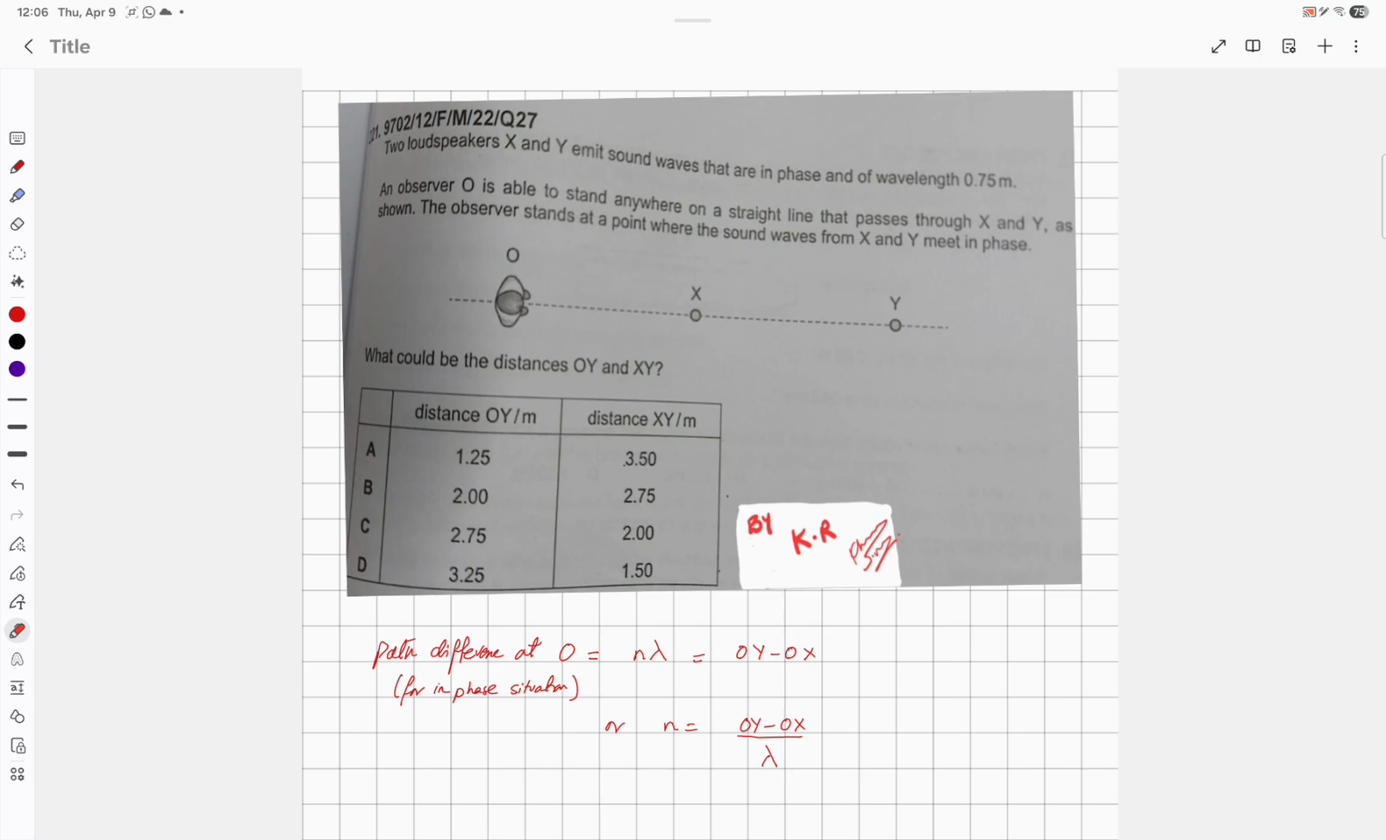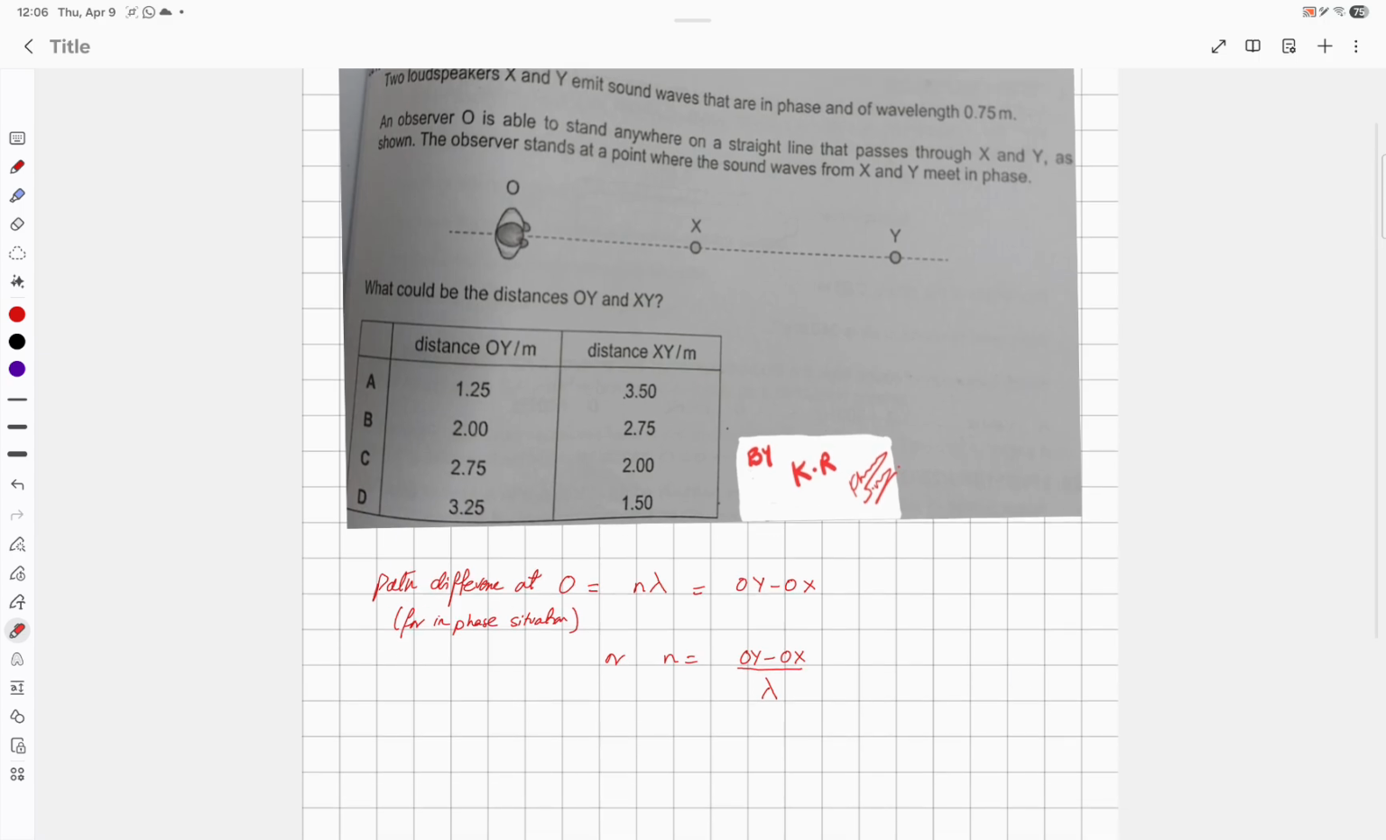First of all, you should remember, I have already written something to save time: the path difference at O, for in phase, must be equal to n lambda. The path difference is the distance traveled from X towards O and the distance traveled from Y towards O. Obviously YO is greater than XO, so the path difference is OY minus OX. If I divide OY minus OX by lambda, the answer must be a whole number. This is a requirement for constructive interference.